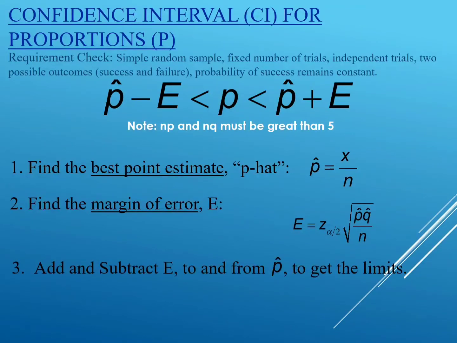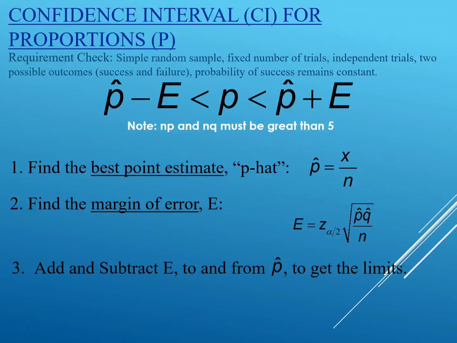So add and subtract E to and from p hat to get the limits, similar to what we have been doing throughout this time. So the margin of error for the previous section we just did was critical t times the sample standard deviation divided by the square root of n. That was my margin of error there. This is my margin of error here. We have been speaking about margin of error since section 1.